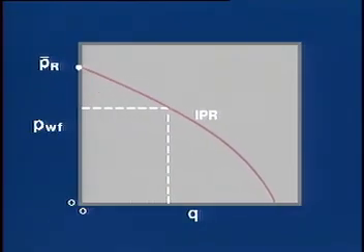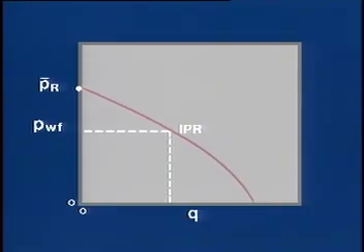Alternatively, if the flow rate is to be held constant, the bottom hole flowing pressure must drop continuously to maintain the flow rate. At some point, the pressure cannot be reduced any further, and the rate must drop.